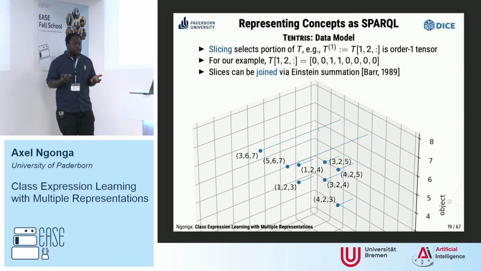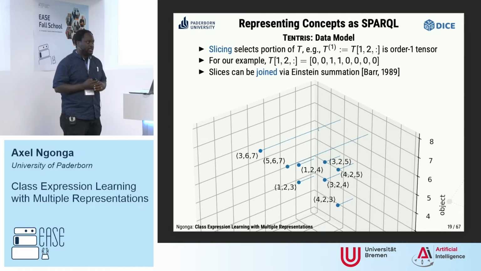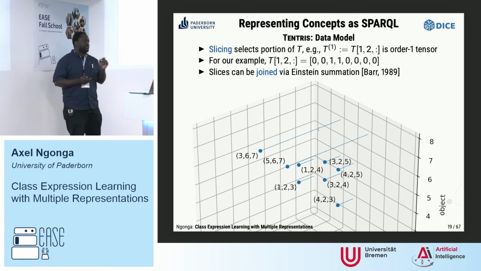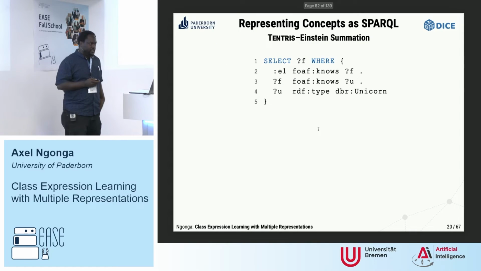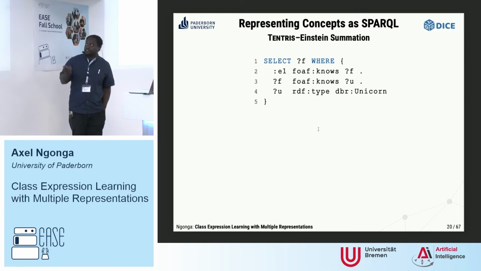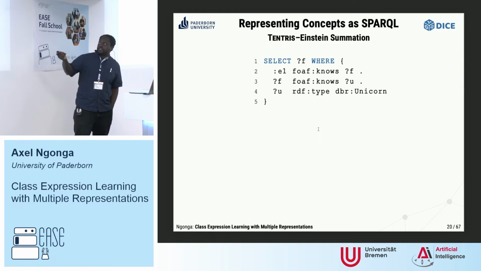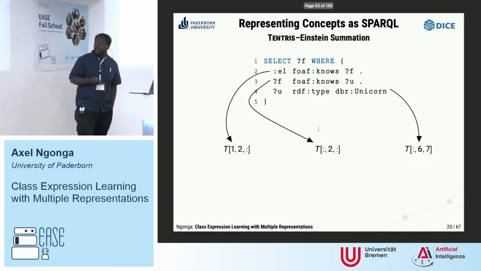And I can define a join in a tensor really simply by implementing Einstein summation. That's really the key here with respect to rapid computation. Everything is an Einstein summation. So if I take this example, for example, of select F, where E1 knows F, F knows U, and U is of type unicorn. So I'm basically asking for people who know unicorns.